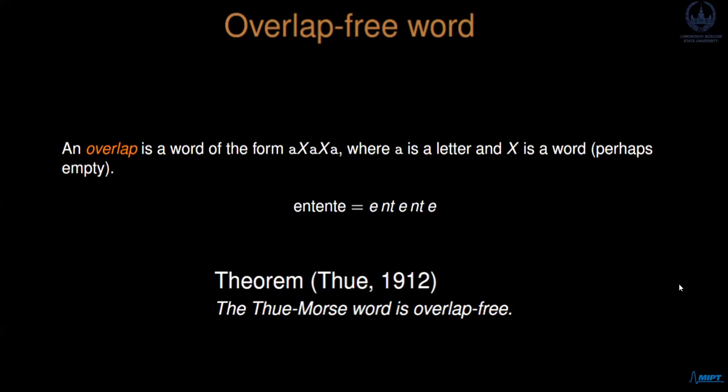This means that in the infinite Thue-Morse sequence, we will not find any subsequences that have the structure a, X, a, X, a. This property, along with the fact that Thue-Morse avoids squares, makes it a fascinating example of a highly structured but non-repetitive sequence.